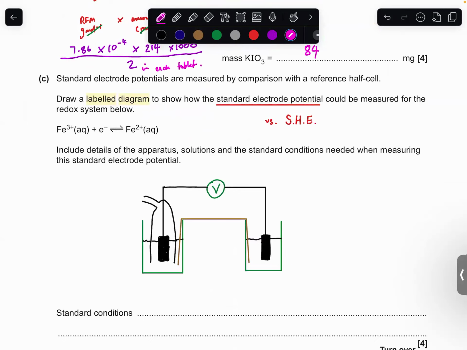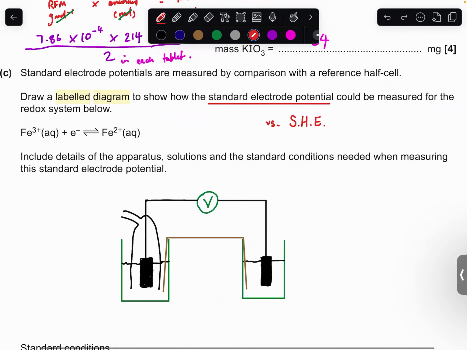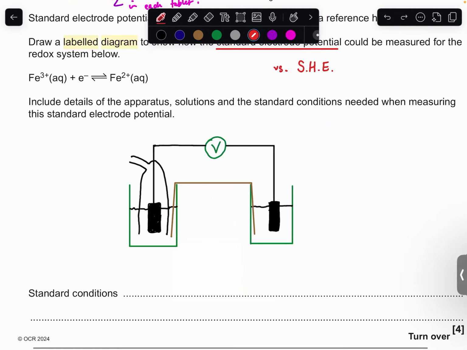Next question is to do with standard electrode potentials. It's saying they are measured by comparison with a reference half cell. What is that reference half cell? That reference half cell is known as the standard hydrogen electrode, SHE. We compare all other half cells to this. Now, it's asking, draw a labeled diagram and show how the standard electrode potential could be measured for the redox system below. What is the redox system below? It's iron 3+ and iron 2+.